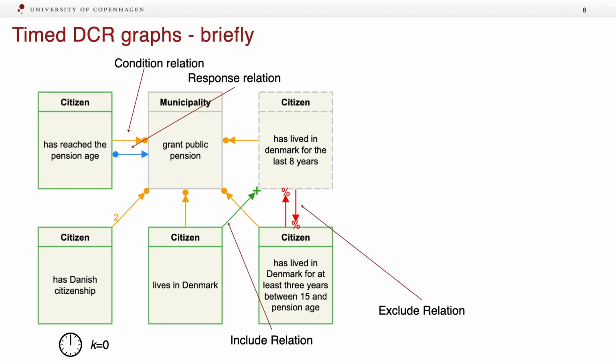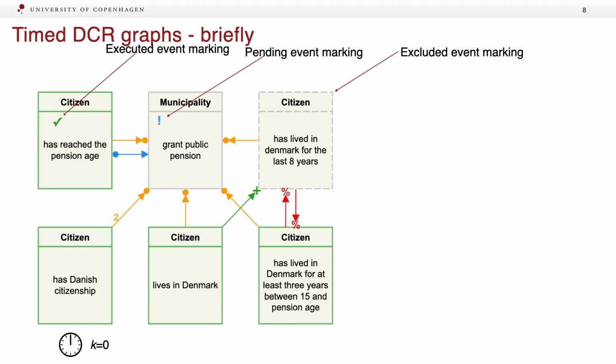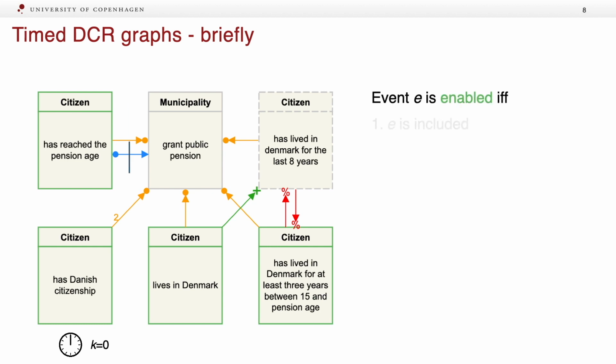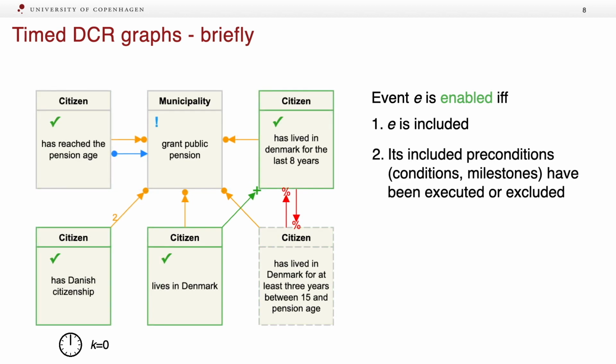Moreover, these events can be dynamically included or excluded at any point. Timed DCR graphs also have a notion of state. In this case, each event can be executed or not executed, pending, so it is an obligation that needs to be fulfilled at some point, or included and excluded. Finally, an event is enabled if it is included, and its preceding events are either executed or excluded from the process.